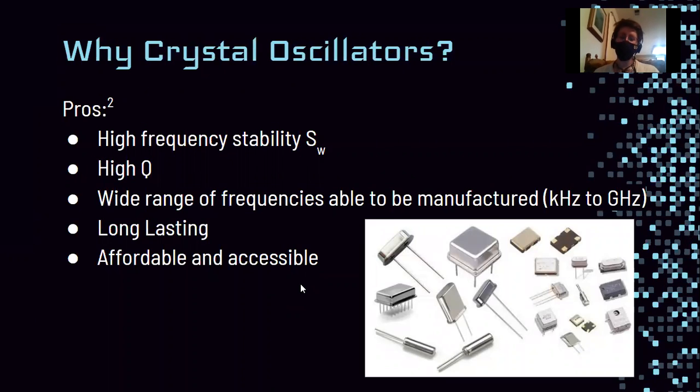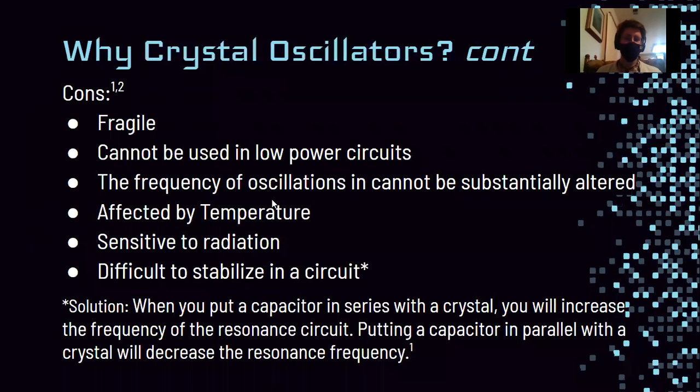A lot of crystal oscillators are frequently used in many small circuits, and they're great because they have very high frequency stability. They have a very high Q. They have a wide range of frequencies that can be manufactured, from kilohertz all the way to gigahertz, and I think the maximum one I saw was about 12 gigahertz. They're very long lasting, affordable, and accessible, but they also have cons: they're fragile and can't be used in low power circuits. Also, the frequency of oscillations cannot be substantially altered.